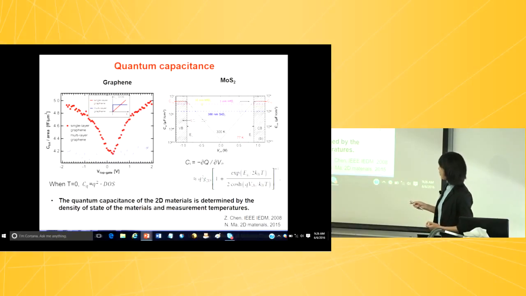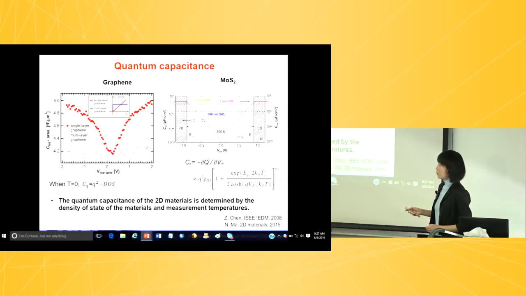The quantum capacitance is defined as the derivative of the charge in the semiconductor over the potential in the semiconductor. That means when we tune the potential in the semiconductor 2D material, how much charge we can introduce in the 2D material. So at temperature very low, close to zero, this quantum capacitance is just proportional to the density of states in the semiconductor.